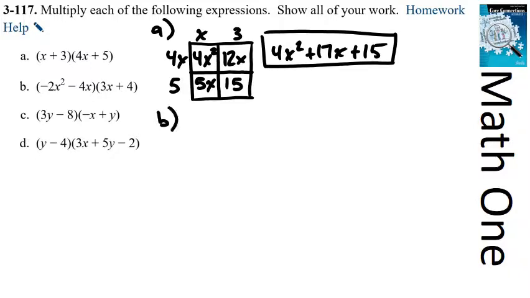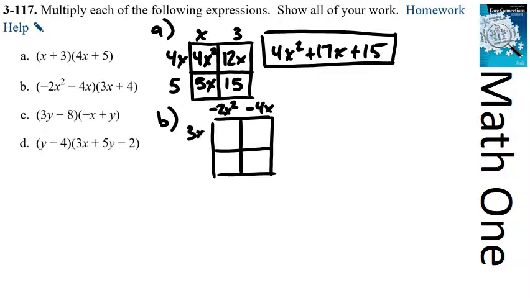For B, I have a binomial times another binomial, so another 2 by 2 grid. And across the top here, I've got a negative 2x squared and a negative 4x. Very important to have those signs, for sure. And then I've got a 3x and then a 4. So as I fill in the parts here, the first box I'm going to fill in is negative 6x to the third power. So that's a negative 2 times positive 3. There's the negative 6. And x squared times x is x to the third.